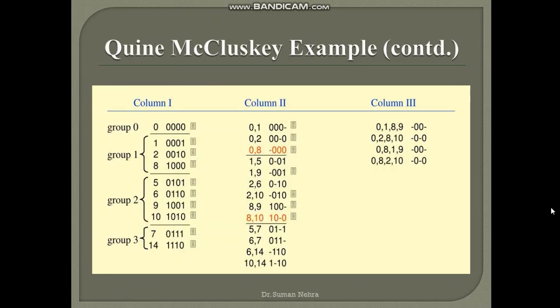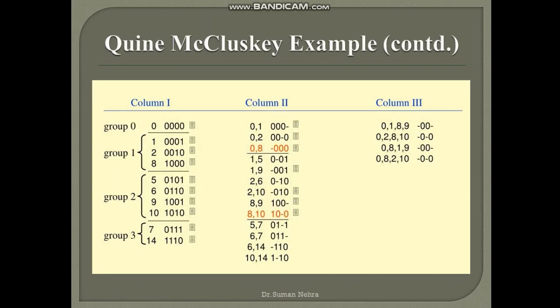So now see in the group column 3rd, 01 and 89 will form a pair because they have a dash in the same position, in the first position, and at the last position 01 and 89 differ. So we will again put a dash in the 4th position and the term becomes 01 and 89. In this way, we will compare all the groups and put a check mark that minterms are used.